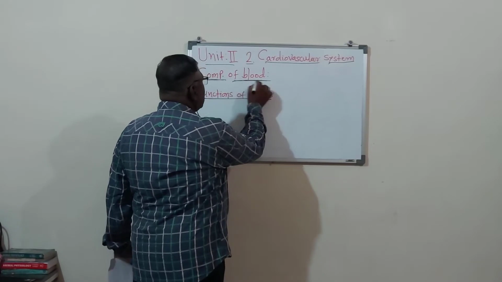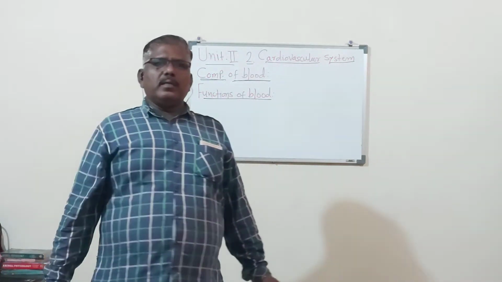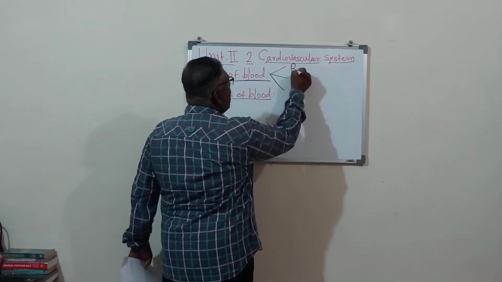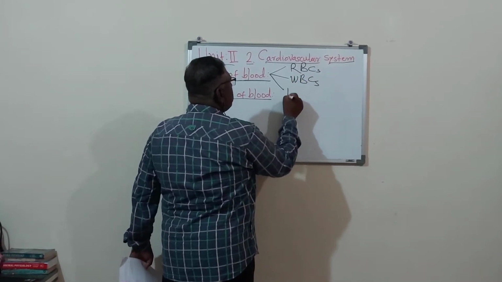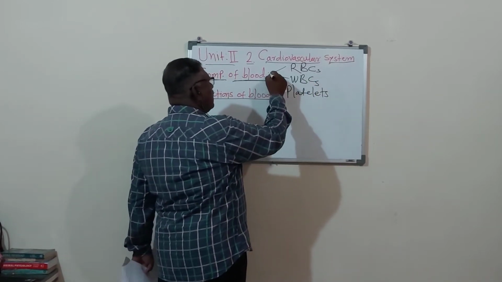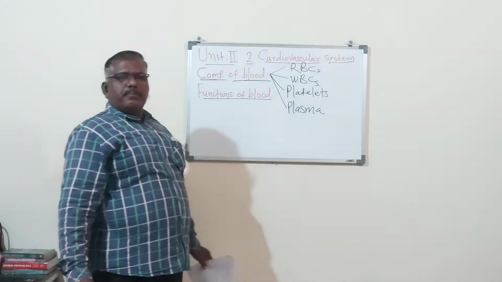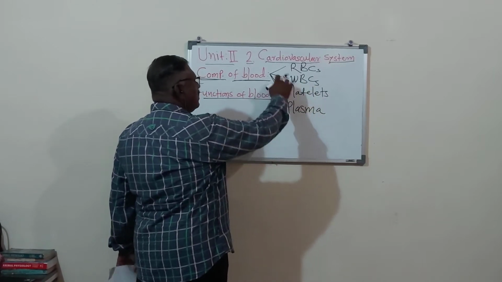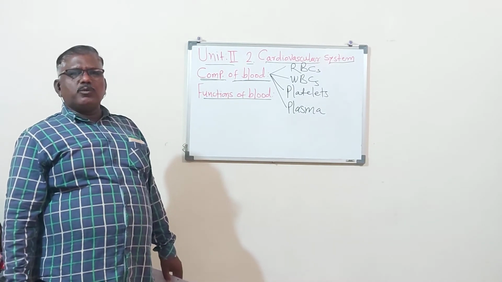Now we will see in detail the composition of blood, the content of the blood, what is there in the blood. You know that blood has three types of cells, that is the RBCs, WBCs and the platelets, and all these are in the plasma, which is called the blood plasma. So the composition of the blood means the RBCs, WBCs and platelets present in the plasma, which is called the blood plasma. That is the composition of the blood.